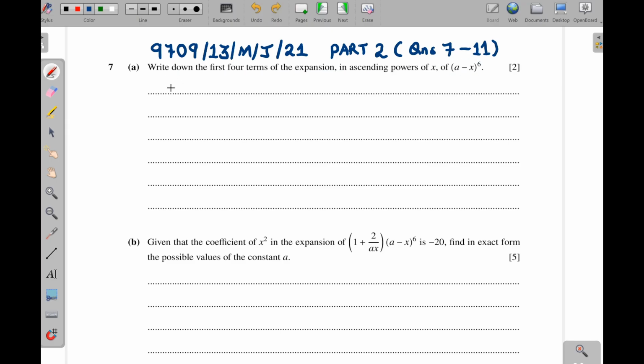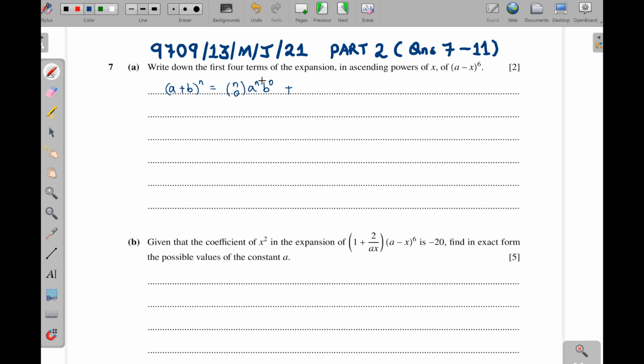Now we know that for the binomial expansion, let's say we have a plus b, then to the power of n, we say n combination 0, then a to the power of n, then b to the power of 0. The power of the b is the one that goes into the combination.